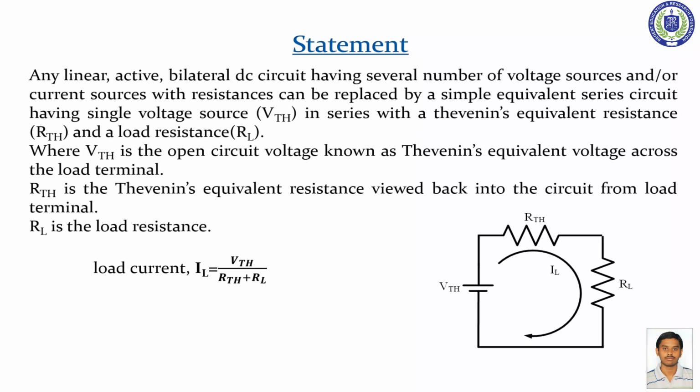Thevenin's equivalent circuit. VTH is known as the open circuit voltage, or the Thevenin's equivalent voltage, and this is the voltage across the load terminal. RTH is called the Thevenin's equivalent resistance, and it is viewed back into the circuit from the load terminal, and here RL is the load resistance. When you apply KVL, the load current IL equals VTH divided by RTH plus RL.